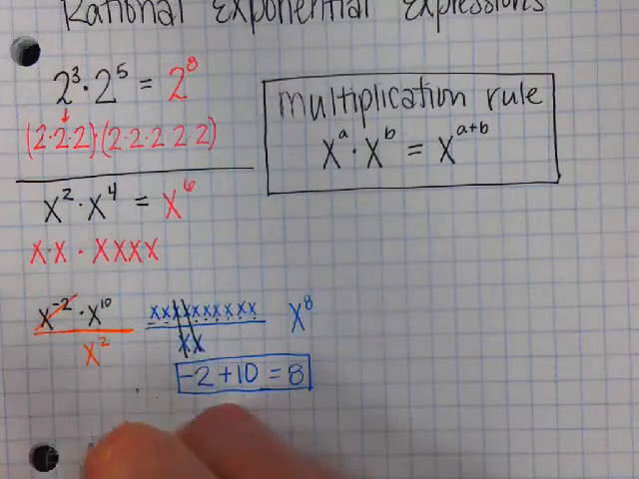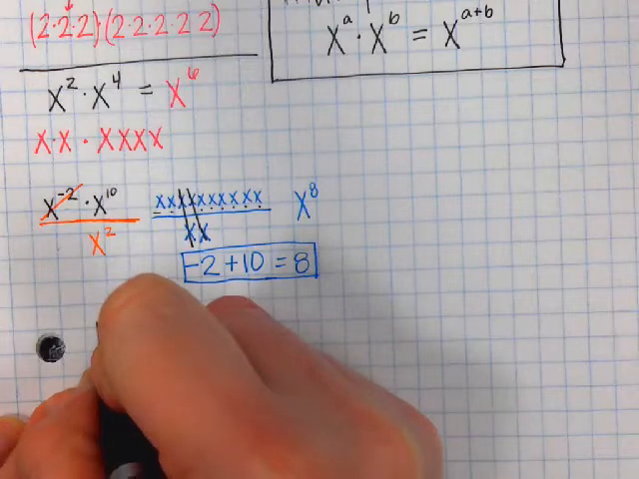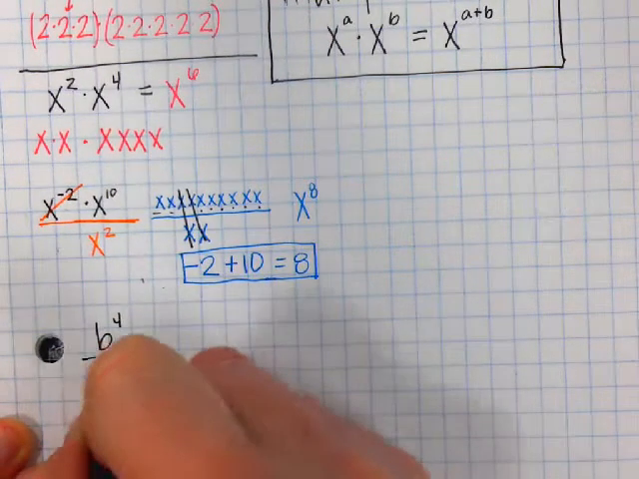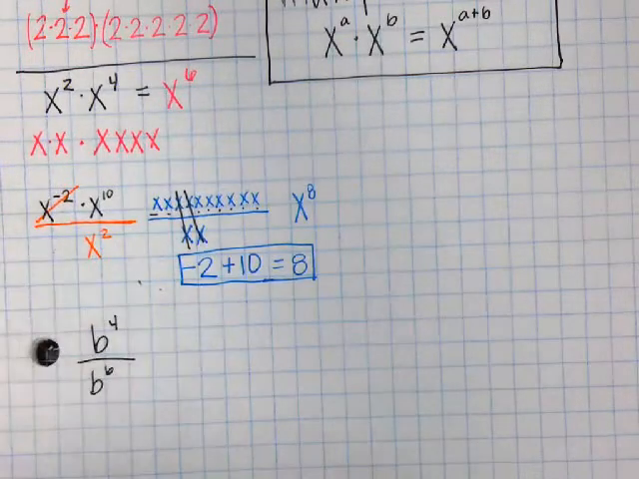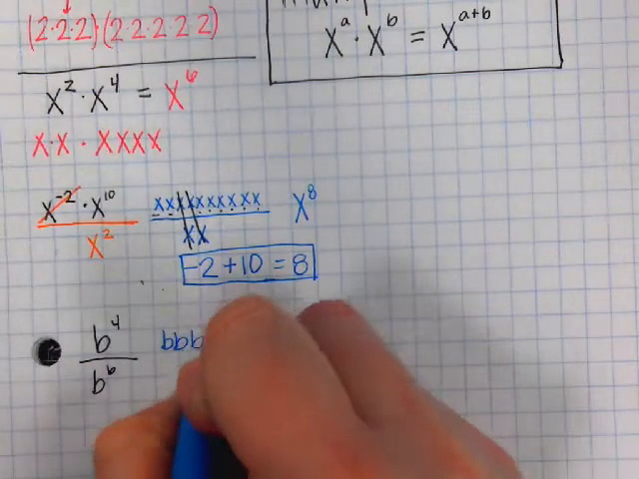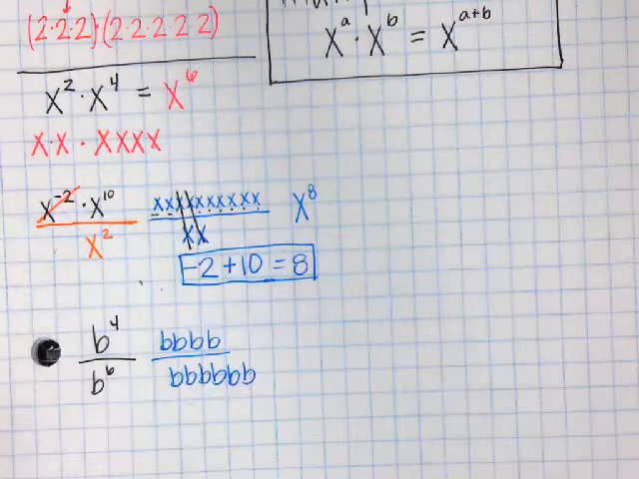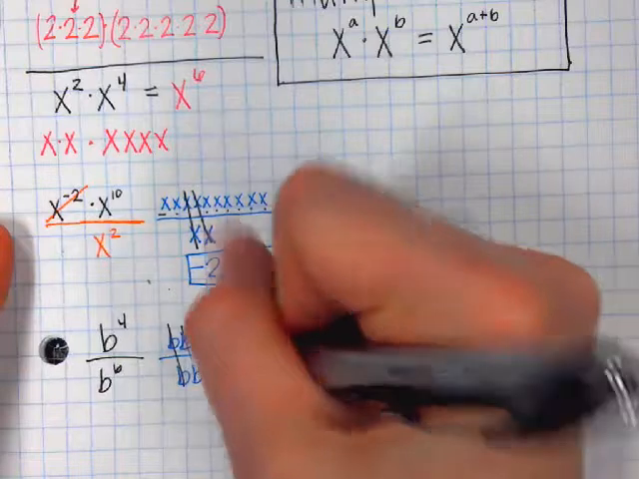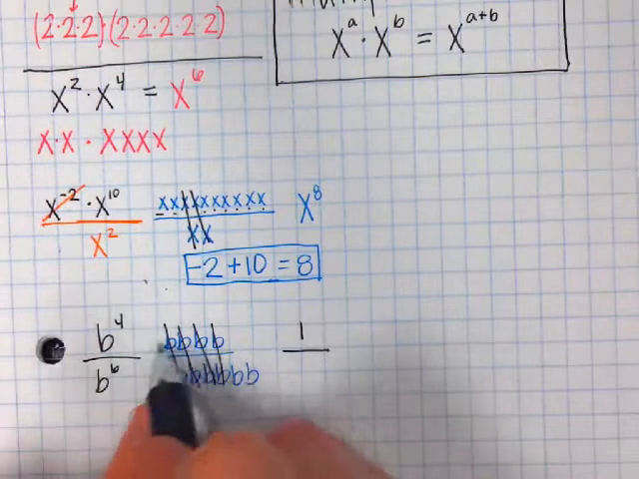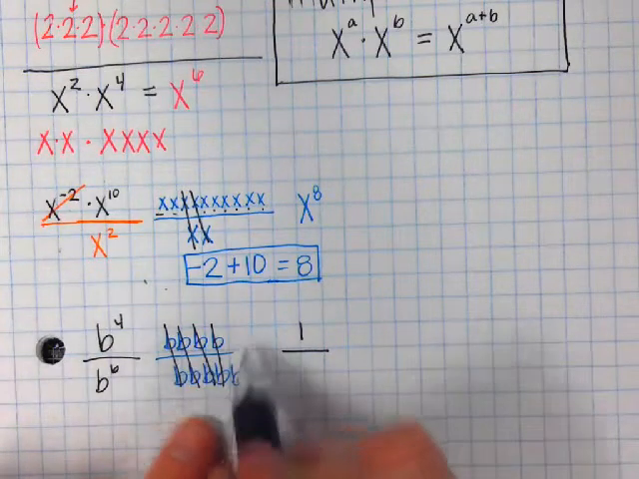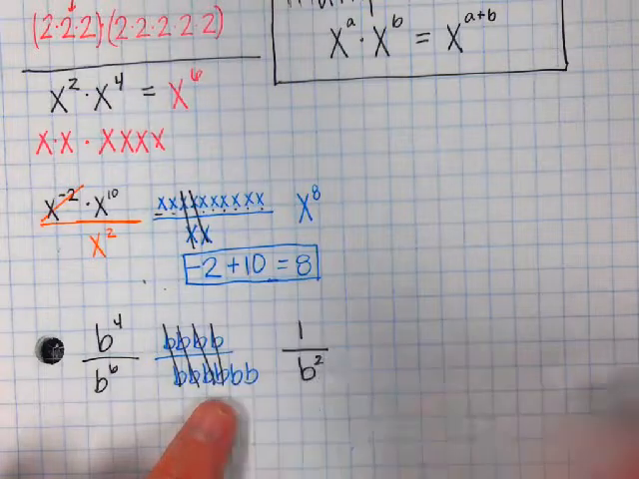Okay, let's do another one. If I have b to the 4th divided by b to the 6th, I could rewrite it as b divided by b, that's 4, 5, 6. Cancel out. It would be 1 over, because there's nothing left up here, so we just say 1, divided by b, and since there's 2 of them, it'd be b squared.